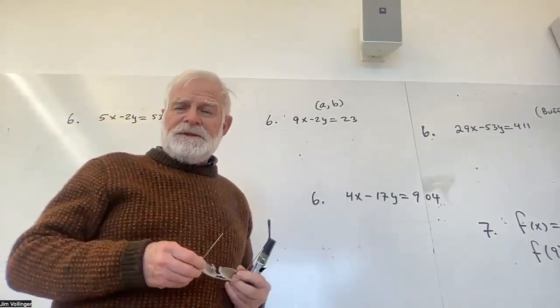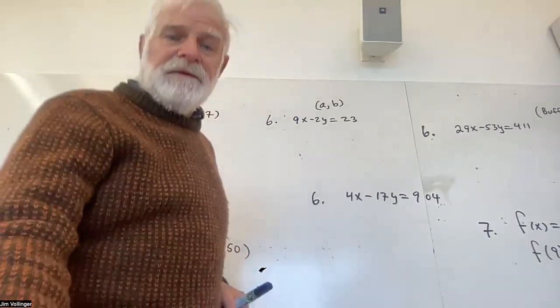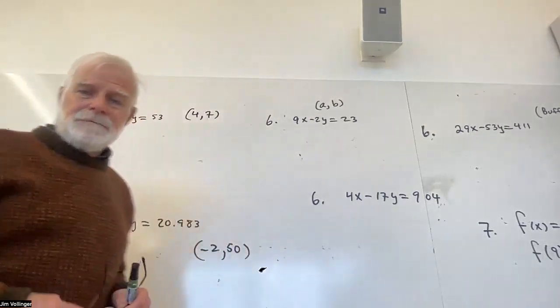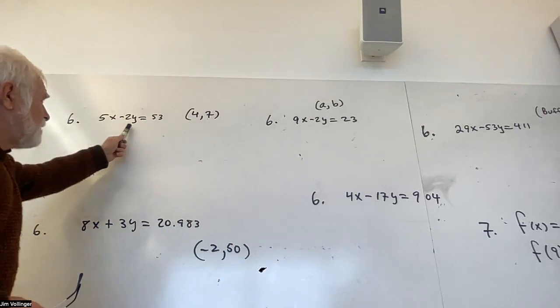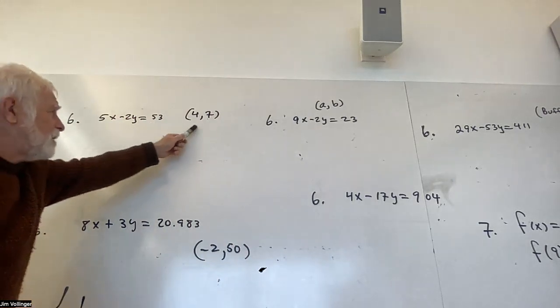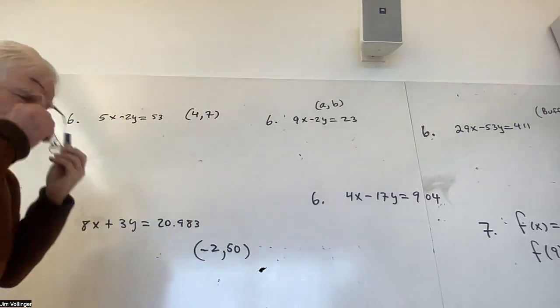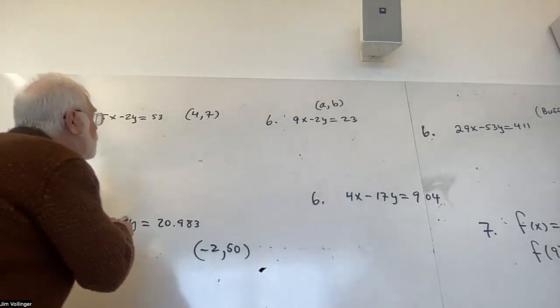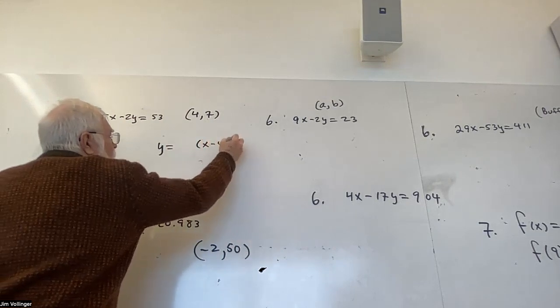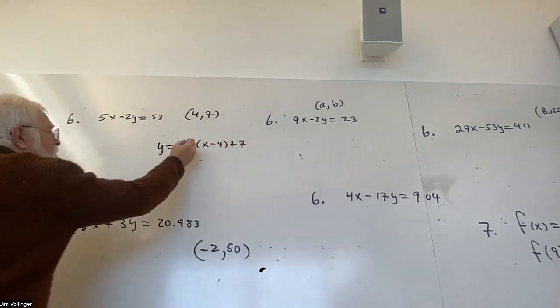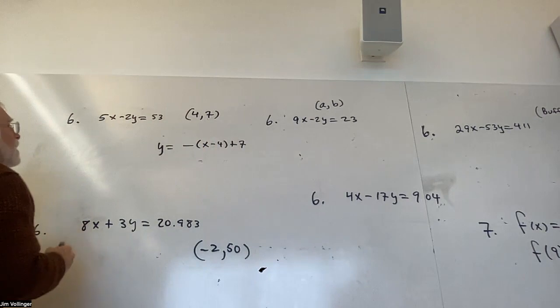All right, so problems 6 through 10 on the first test, practicing again, pure mechanics. Equation of a line perpendicular to 5x minus 2y equals 53 that also passes through the point (4, 7). So point (4, 7), y equals x minus 4 plus 7. And now all we have to do is find that ratio of change.